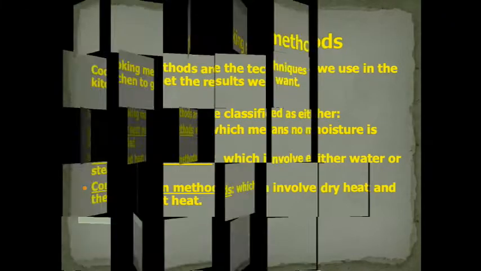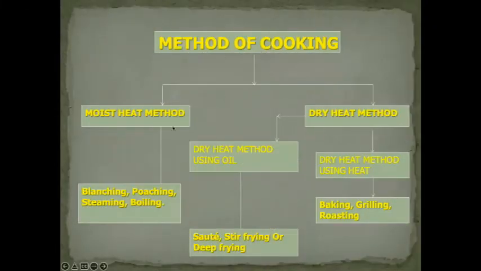Okay. Next, the methods of cooking. Moist heat methods are blanching, poaching, steaming, and boiling. Those are the general moist heat methods. Dry heat methods are baking, grilling, and roasting. And dry heat methods using oil are sauteing, stir frying, and deep frying. So all kinds of frying are dry heat methods using oil. All kinds of roasting, grilling, and baking are dry heat methods.